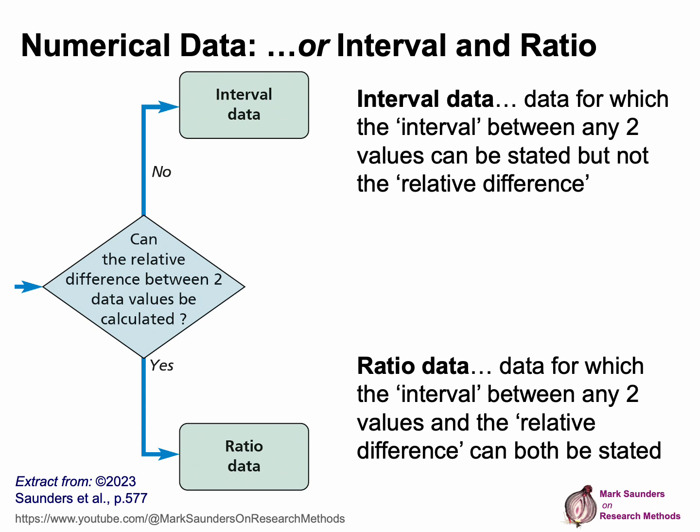ratio data. Ratio data are data for which the interval between any two values and the relative difference can both be stated. So let's say we have an organisation and we're looking at the sales of this organisation. Three months ago sales were at 2 million and now sales are up to 3 million. So we can say the interval between the two sales is a 1 million increase. We can also say that sales have gone up by 50% from 2 million to 3 million. So we can talk about the relative difference and the interval.